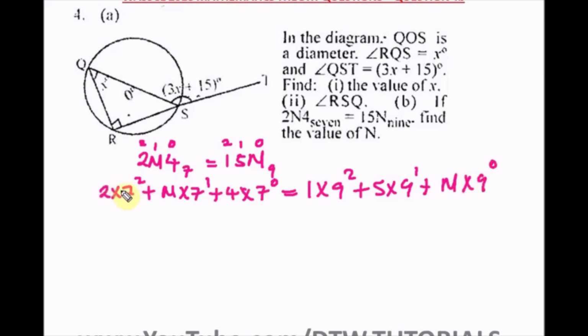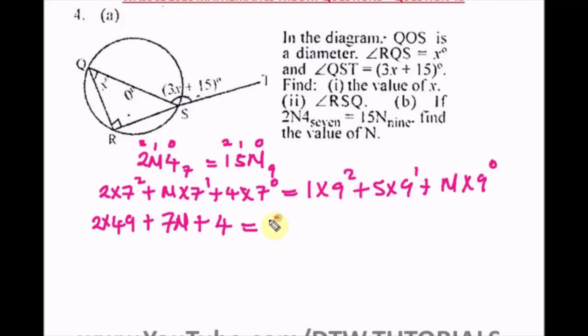Here we have 2 times 7 raised to power 2, which is 49, so we have 2 times 49. Plus 7 raised to power 1 is 7, so 7n, plus 7 raised to power 0 gives us 1. I hope you remember anything raised to power 0 gives us 1. And 1 times 4 gives us 4, equal to 1 times 9 raised to power 2. What is 9 raised to power 2? That is 81.